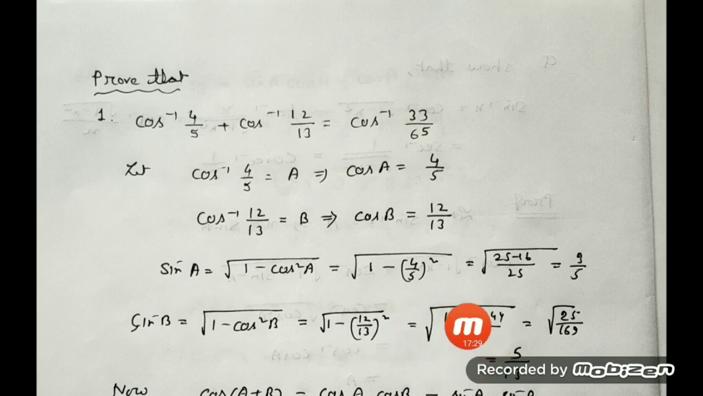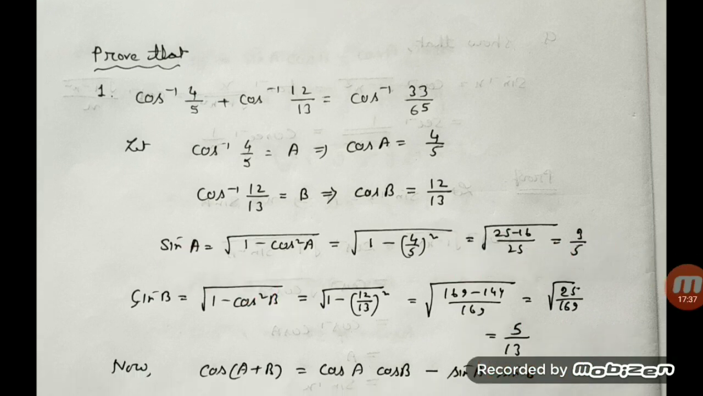Okay, this will be root over 25 by 169. So 25 is 5 and the square root of 169 is 13. So we have got all the values. Now let us use the formula.